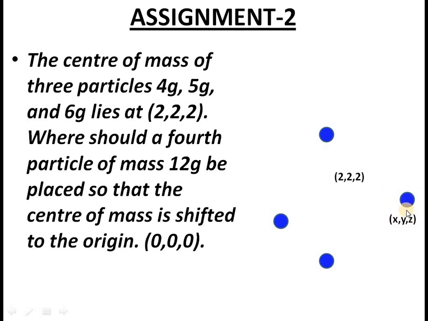When that happens, what happens? The center of mass point of the system will be shifted to 0, 0, 0, from 2, 2, 2. So I have given enough clues. I hope this is clear. This will be helpful for you to do this problem.